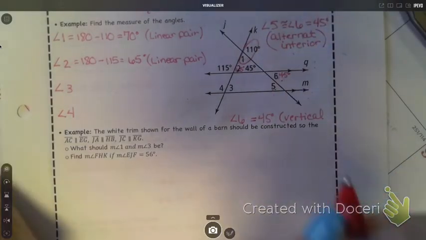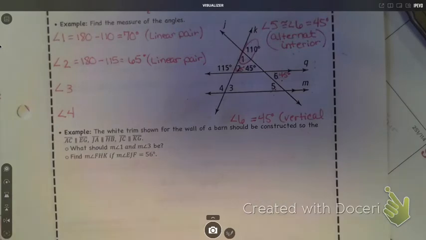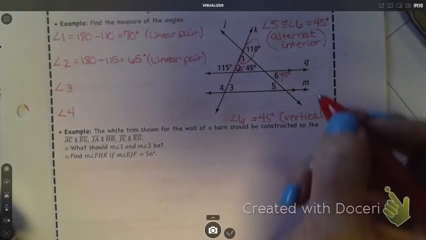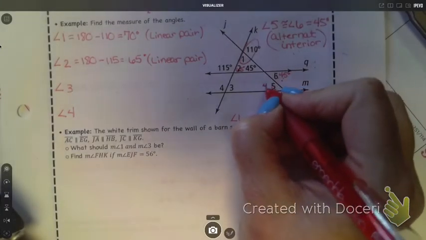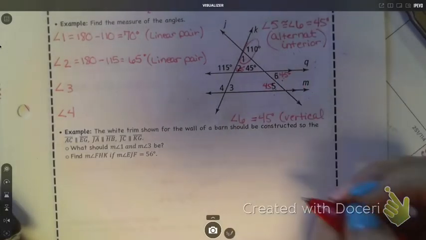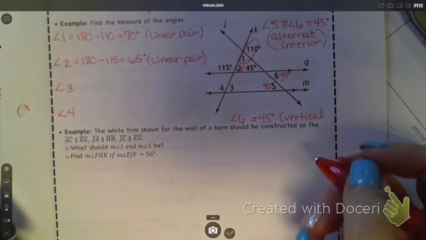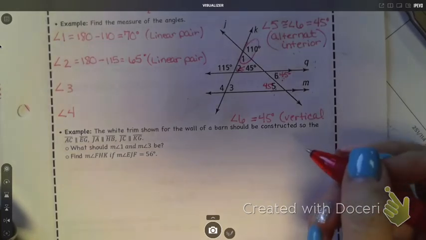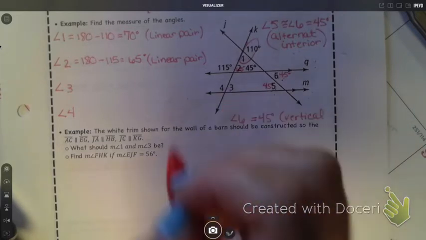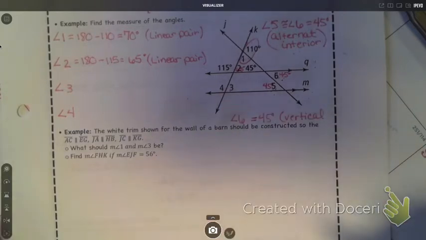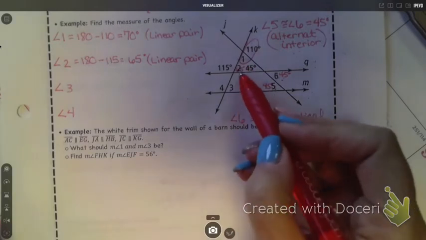I had that in my brain when I was doing that. Do you see how I'm doing this, guys? I'm working with what I have. So I know this is 45. I know this is 45. Now 3 and 4, how am I going to find those? Does 2 and 3 have a relationship?